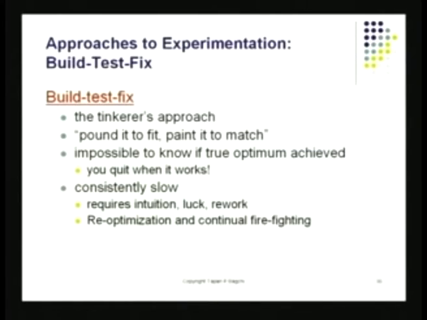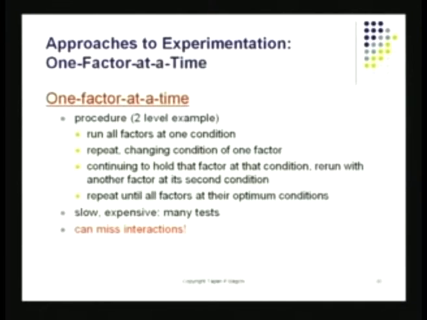It's impossible really to know whether your performance is optimum. That is like something that is not possible to figure out when it's just building, testing and fixing. Also, it's consistently slow. Invariably this is a slow approach. Particularly when you see some of the advanced design of experiments approaches, you'd actually come to realize that we probably should not be spending even 1 rupee worth of material or time or resources by doing it this way, which is like build, test and fix.